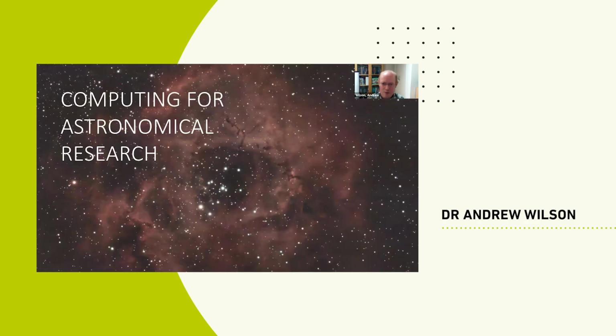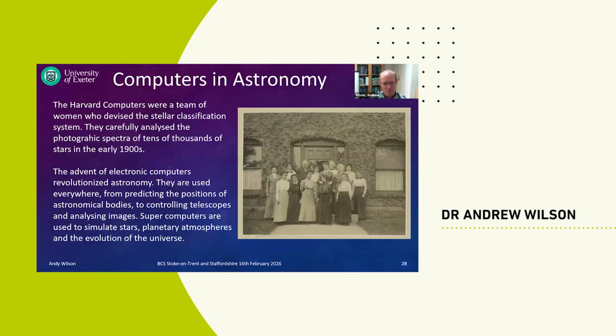Now moving on to the final bit, where I'll discuss a bit about computing for astronomical research. Computers in astronomy originally referred to people. It was a job title. And probably the most famous are the Harvard computers, a team of women who devised the stellar classification system back in the early 1900s. They worked at Harvard College, and they analysed tens of thousands of spectra.